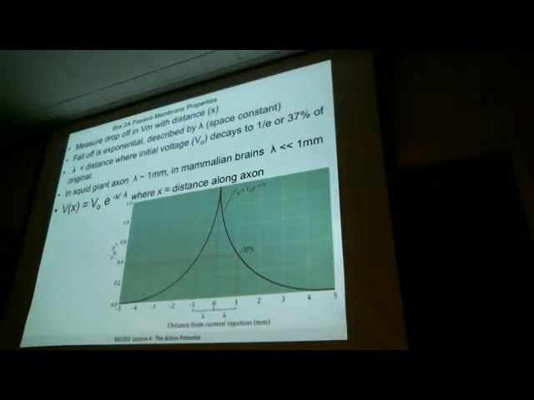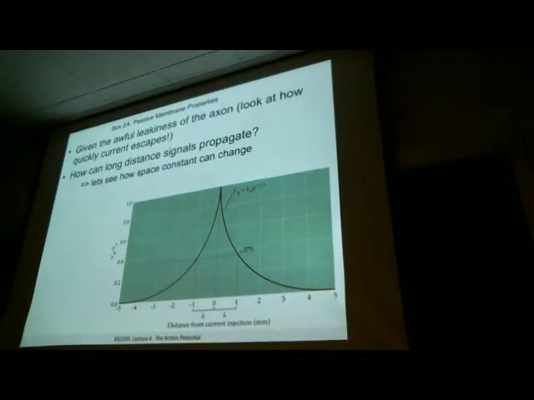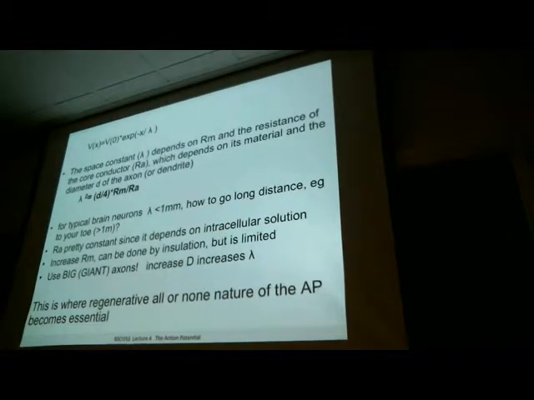In a squid giant axon, this lambda is about a millimeter. But in mammalian brains, this can be much, much smaller. Basically, there's a lot of leakage as you go along. And we're going to talk about ways to adjust for that so that the brain can send long-distance signals. This is just restating what we just said. It's very leaky. Let's see what we can do about this space constant, this length constant.